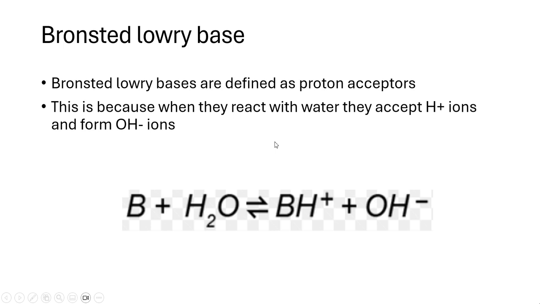Here we've got the Bronsted-Lowry base. A Bronsted-Lowry base is defined as a proton acceptor. Why is it a proton acceptor? Because when they react with water, they accept H plus ions and form OH minus ions. As you see here, we've got a B, which stands for base, and you're reacting that with H2O. H2O is going to act like an acid. We said an acid is a proton donor. So H2O is going to give away an H plus, and that H plus is going to attach to B, and you're going to be left with OH minus. Because B got an H plus attached to it, that means it's a proton acceptor.